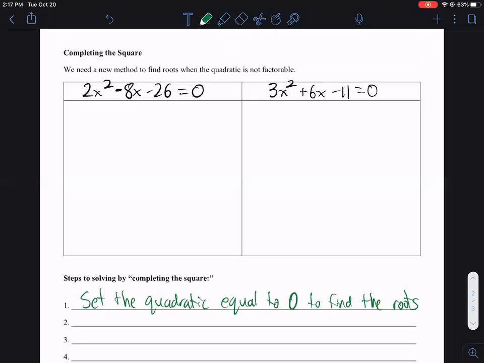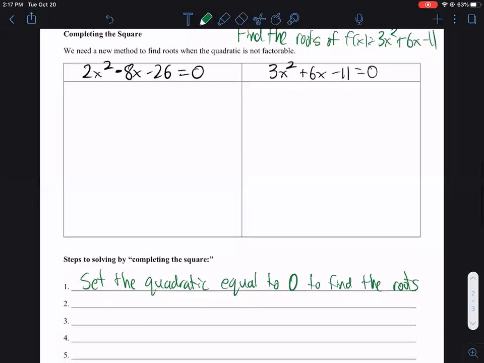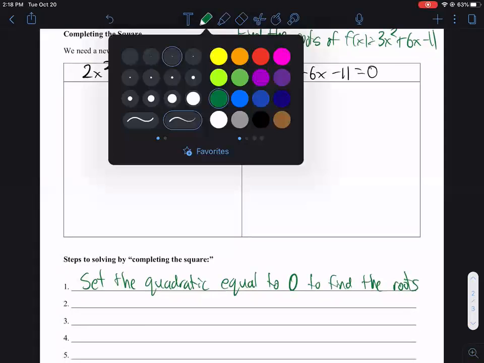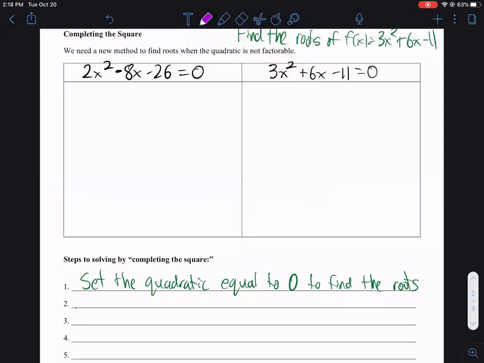Okay, so maybe you remember last class, some of the problems look like, find the roots of f of x equals, some function. Okay, so what we did in those problems was we set it equal to 0 because that's what a root means. It means you want the y value to equal 0. Okay, so the two examples I gave you, they're both already equal to 0, right? So we can sort of skip that step. Okay, so second step.